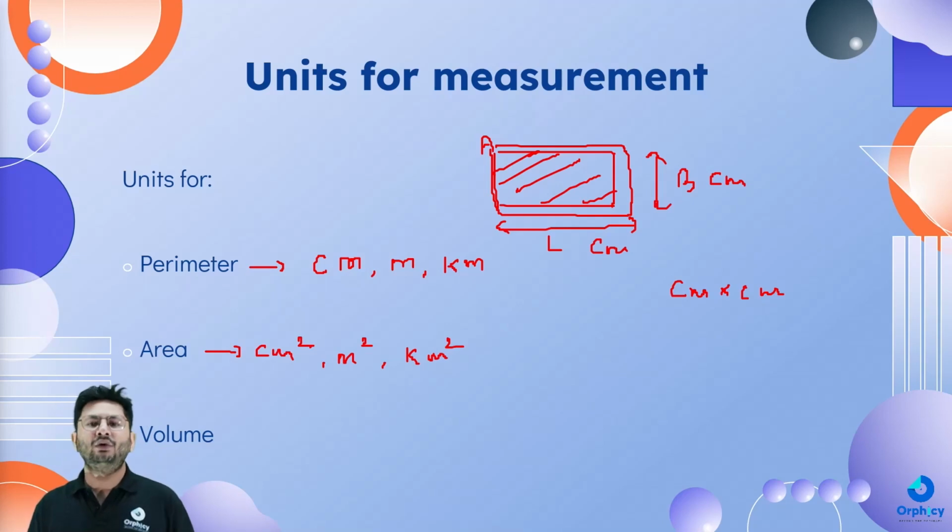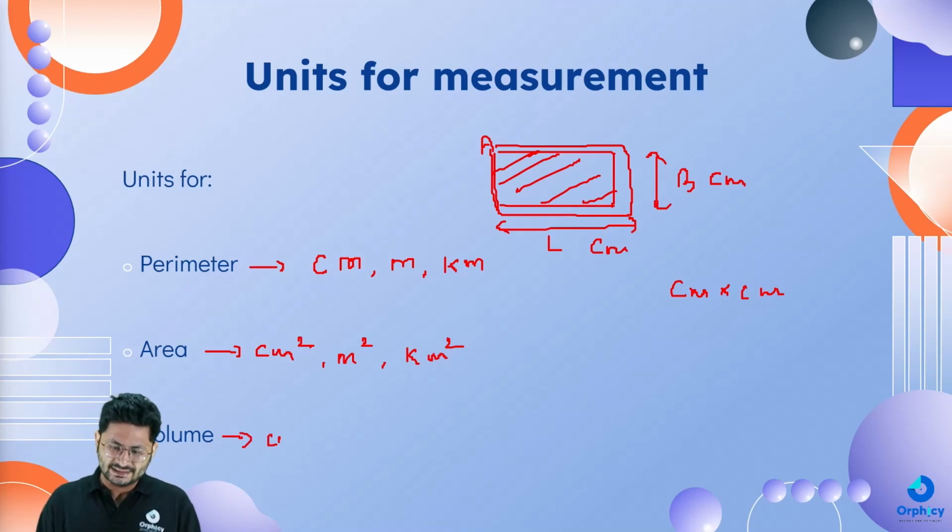Now if I want to talk about volume, the formula for volume is length into breadth into height. It means all three dimensions are involved in that. So centimeter into centimeter into centimeter will eventually give me centimeter cube, or meter cube, or kilometer cube. Centimeter cube, meter cube, kilometer cube, and there can be many more units.